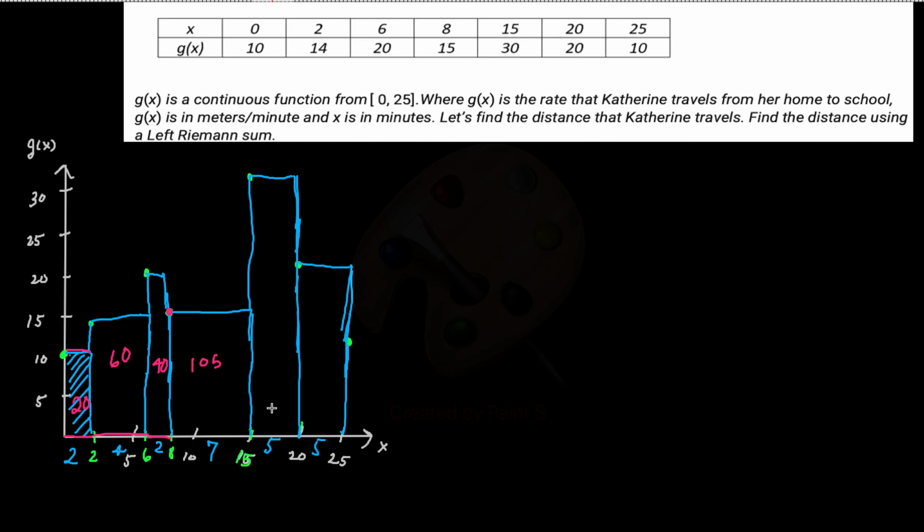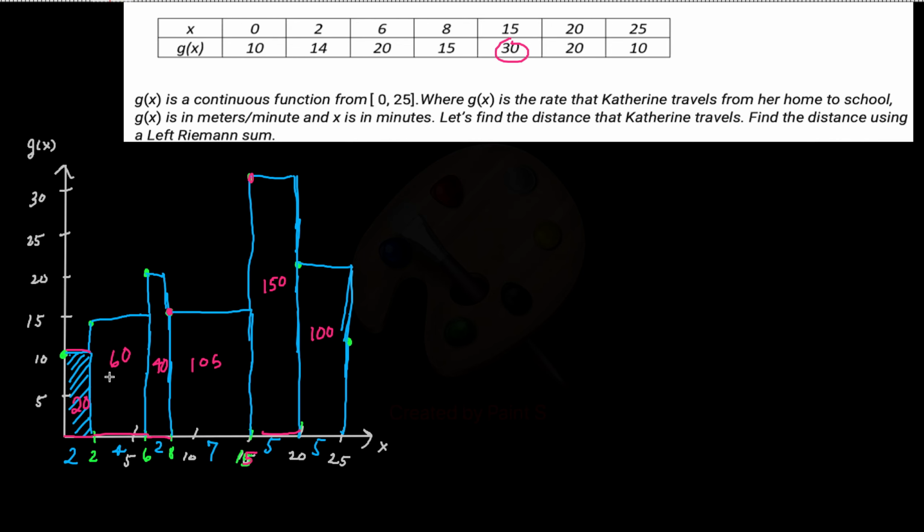And then you're going to have 5 times 30. Let's see, what's g of 15? This is 15 here, that's the left endpoint. So at 15, the height is 30. So 5 times 30 is going to be 150. And then this is 5 times 20, because it's the 20. 5 times 20 is 100.